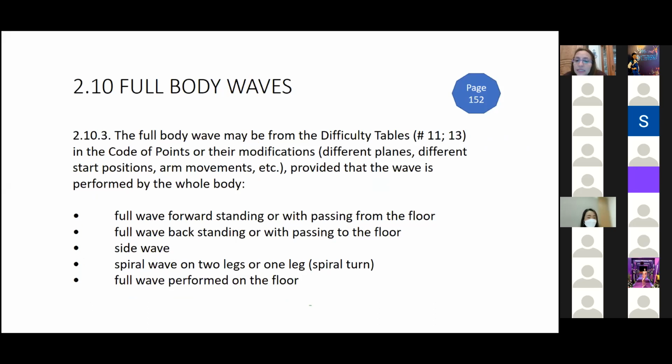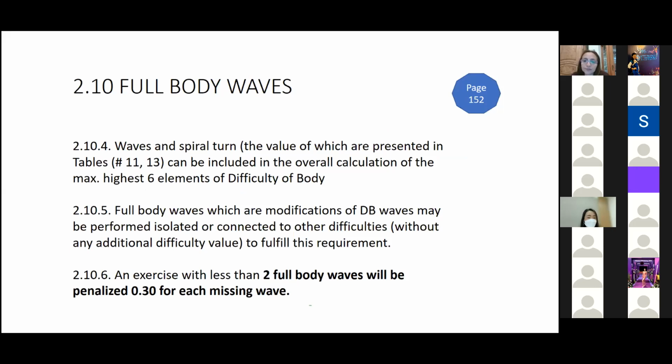The same principle exactly. It can be body difficulties from the tables 11 and 13 or different modifications from them, different planes, different start positions or arm movements, full wave forward or passing from the floor, full wave backward standing or with passing to the floor, side wave, spiral wave on 2 legs or 1 leg, or full wave performed on the floor. Exactly the same principles of individuals.